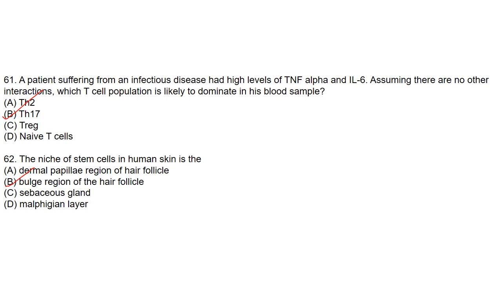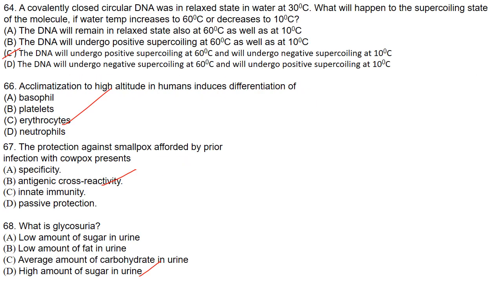Then next one. The niche of stem cell in human skin is? It is the bulge region of the hair follicle. Answer is option B. Then a covalently closed circular DNA was in relaxed state in water at 30 degrees Celsius.